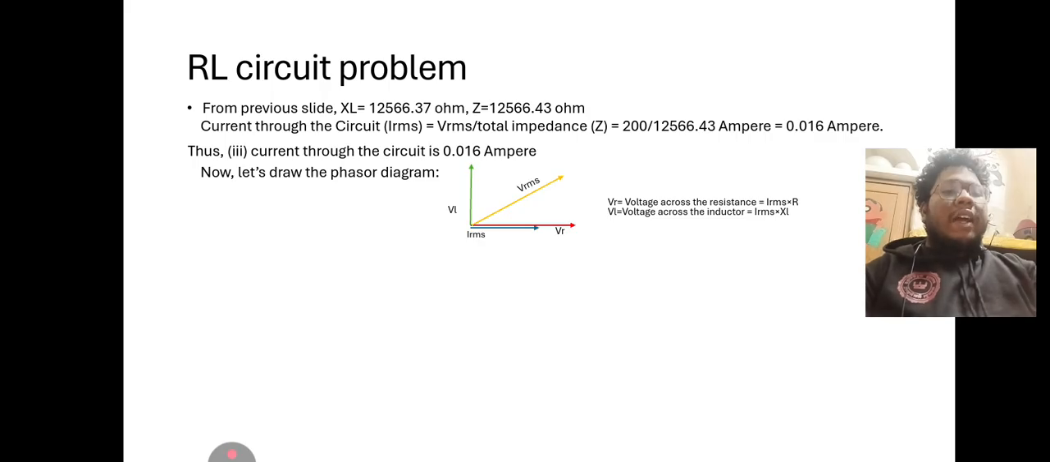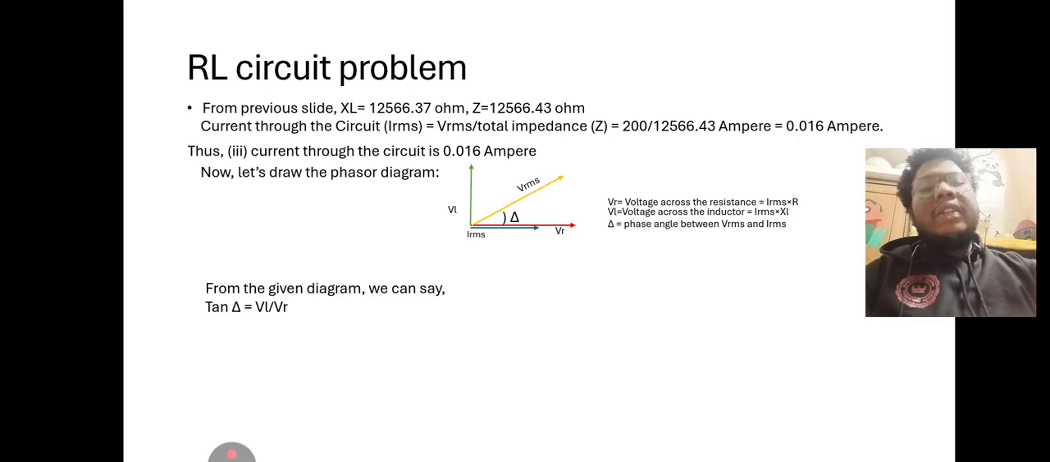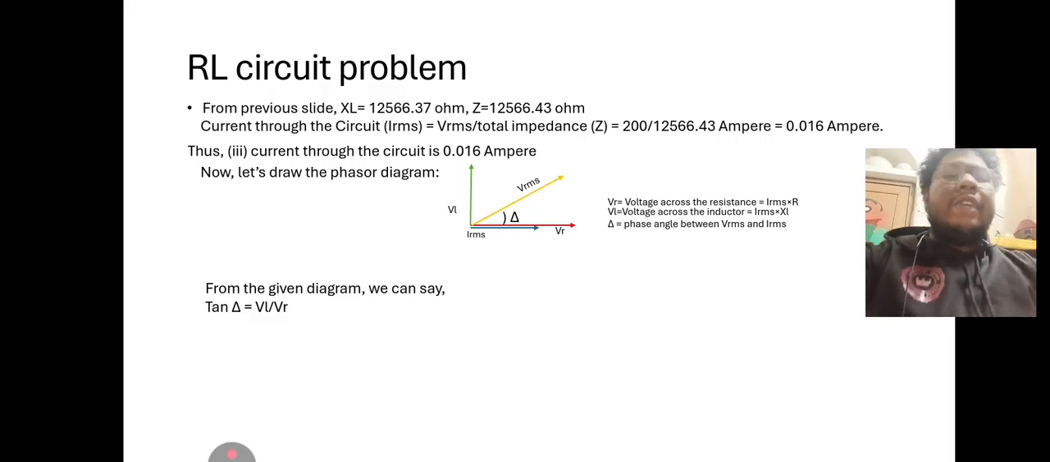This is the VRMS, and now the question is the phase angle between VRMS and IRMS. We know the VRMS, we know the IRMS. Now this angle, which will be denoted by delta here, is the phase angle which we need to find. So we can just shift this VL towards the right and draw a right angle triangle, and from that triangle we can solve the question. So from the given diagram, we can say tan delta is VL by VR. You can see that properly. And now we will simplify this by the given values of VL and VR.